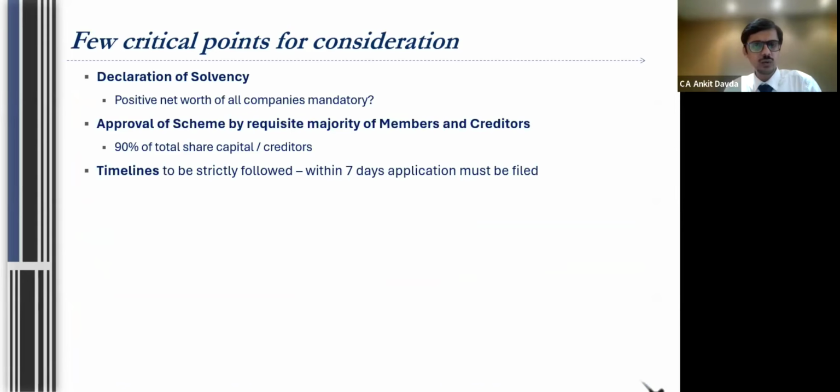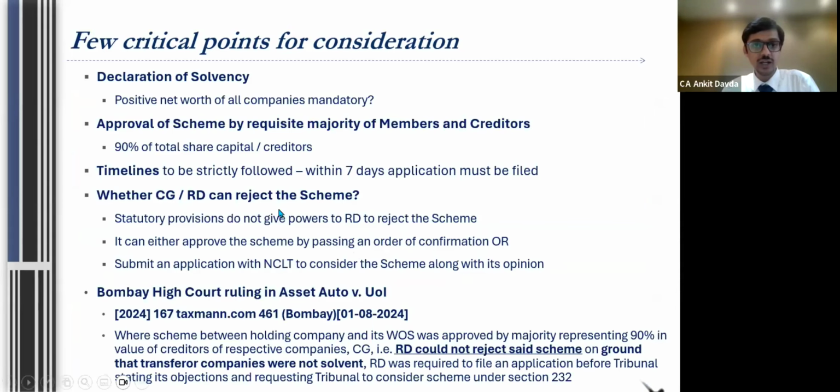Before that, I think we have almost discussed all these critical points: declaration of solvency, approval of scheme by requisite majority, timelines to be strictly followed, RD cannot reject the scheme. And here, this is the Asset Auto India Private Limited judgment wherein RD had rejected the scheme. Companies filed an application before NCLT on the grounds of this declaration of solvency only. And NCLT approved the scheme, saying that RD does not have power to reject any scheme. It has to either approve it or make an application before NCLT, which companies have made. And in the opinion of NCLT, no public interest is affected, and NCLT approved the scheme.